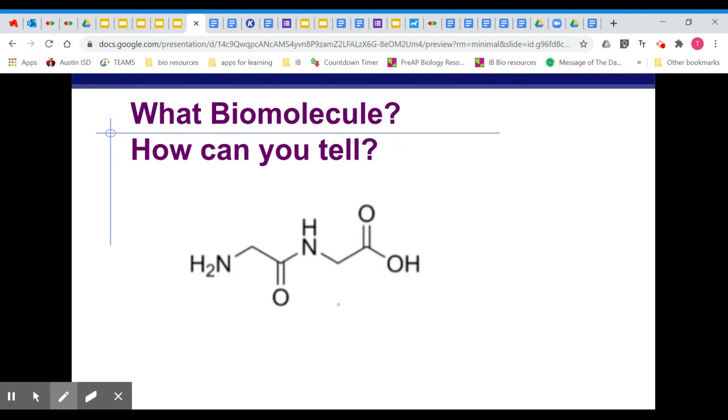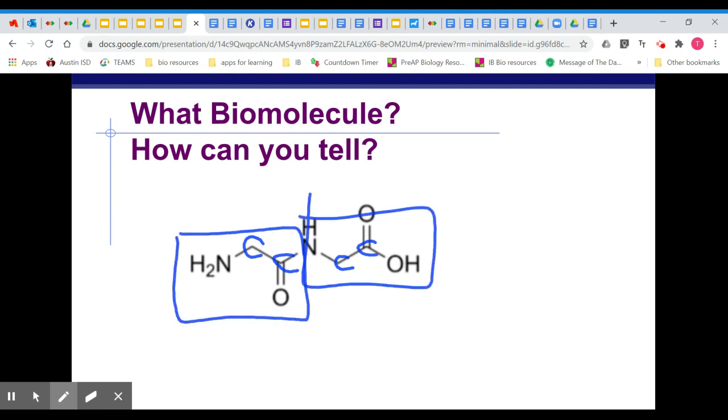Okay, what's this one? So I've got nitrogen, so it can't be a lipid, it can't be a carbohydrate. I don't see any phosphate group. Let me see. So I have nitrogen. This and this are carbons. Nitrogen, carbon, carbon. So remember, we're looking at that nitrogen, carbon, carbon backbone. This has got to be a protein, and it's got 1 amino acid, 2 amino acids.